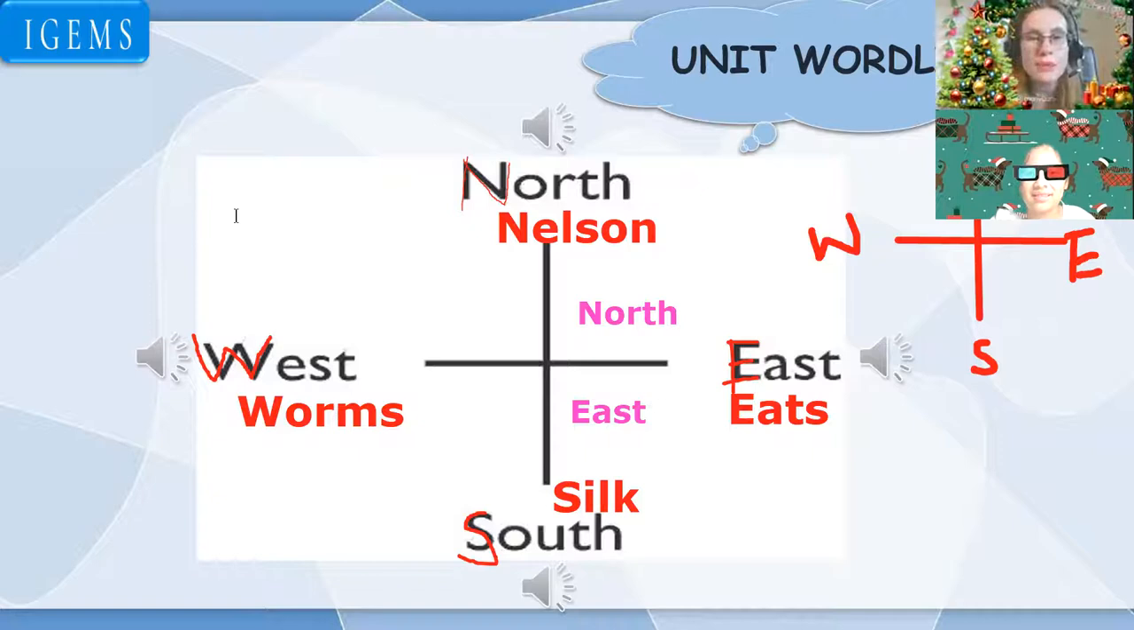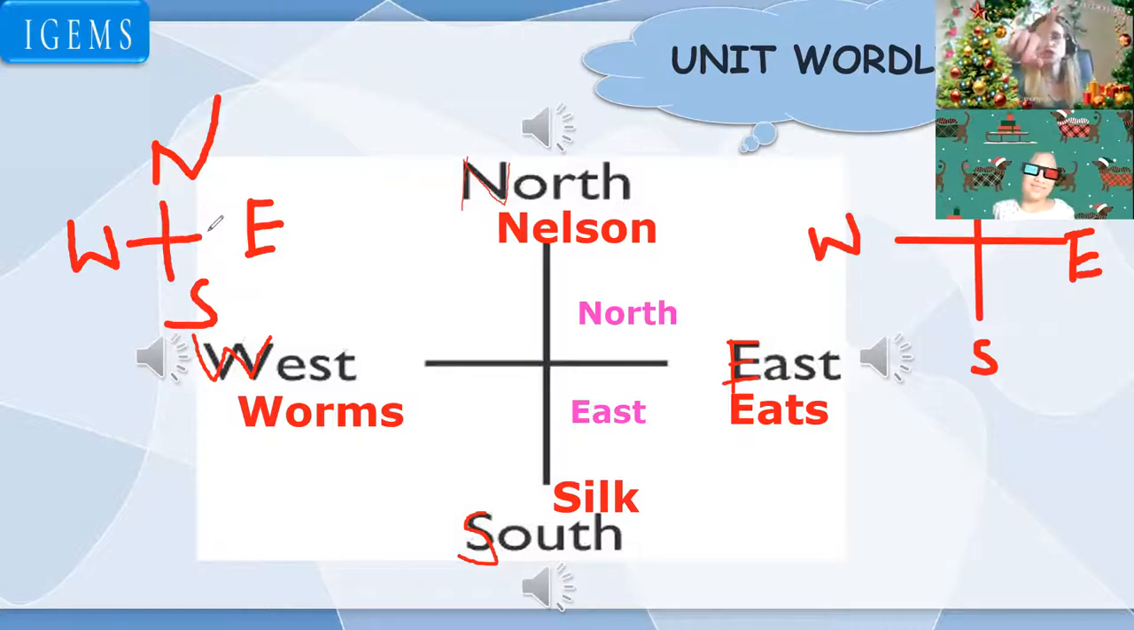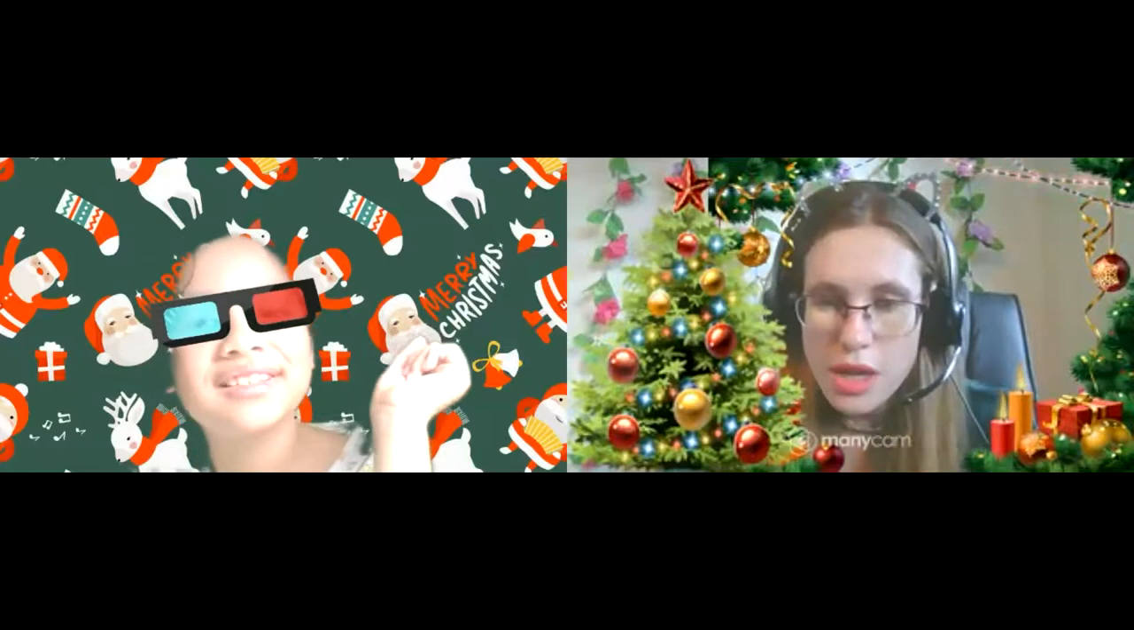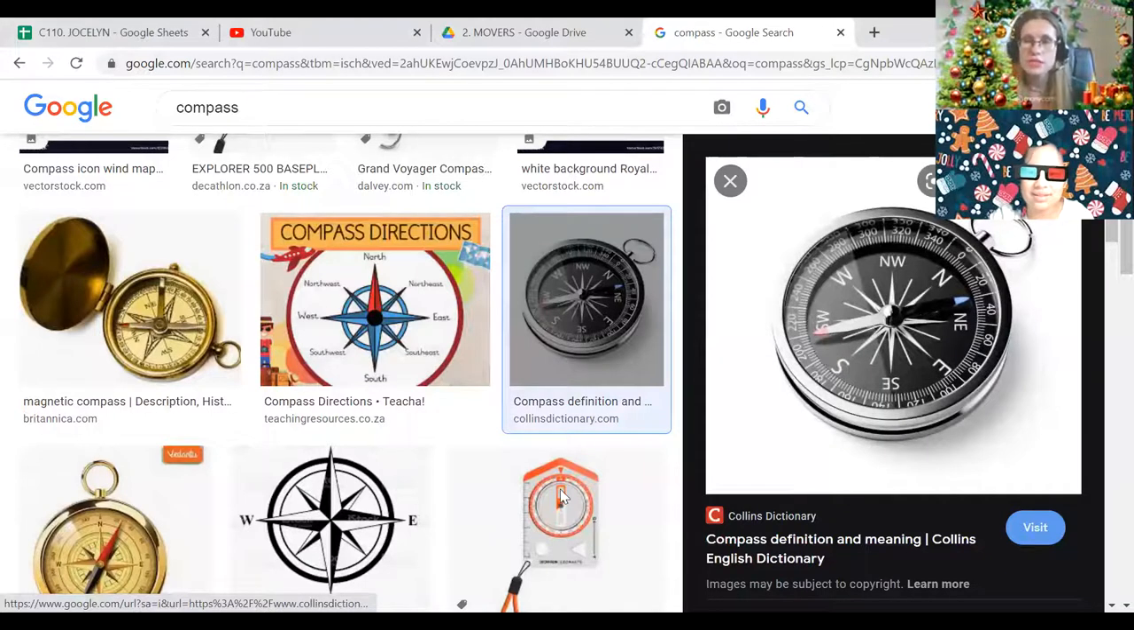So when I'm drawing this compass, it's easy. I say Nelson eats silkworms, and I go like a clock. I start from the top and I go around, like a clock. Have you seen a compass before? They used them in the olden days, right? We don't really use them much now, but it's important that we still know how to work a compass. All right, so this is a compass.